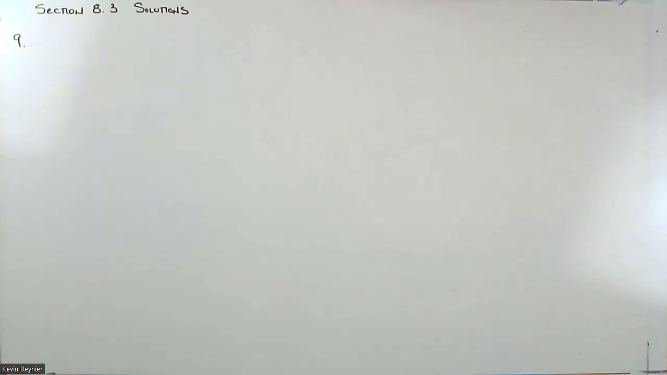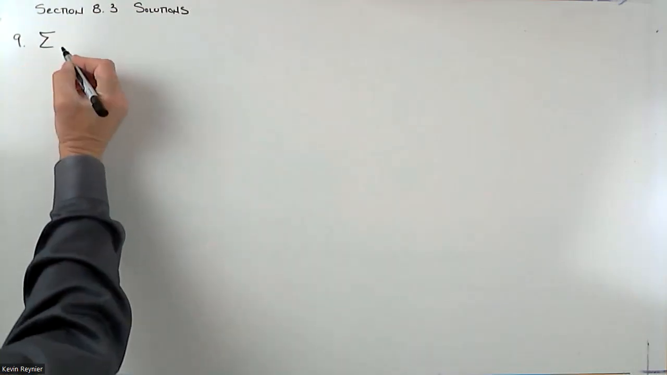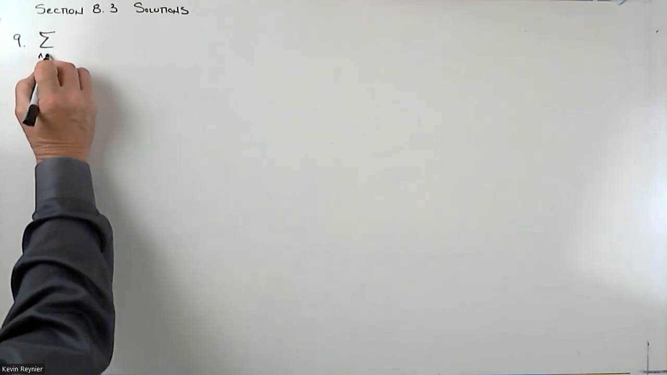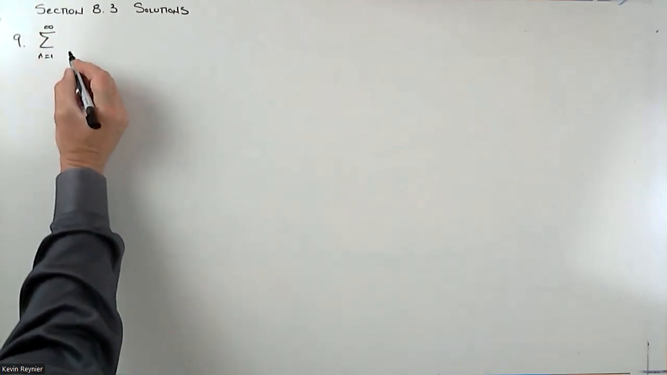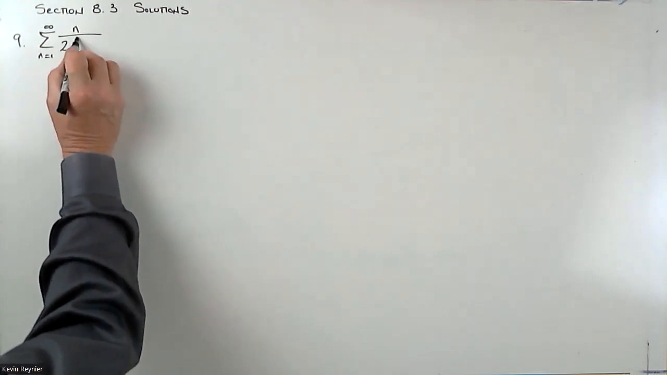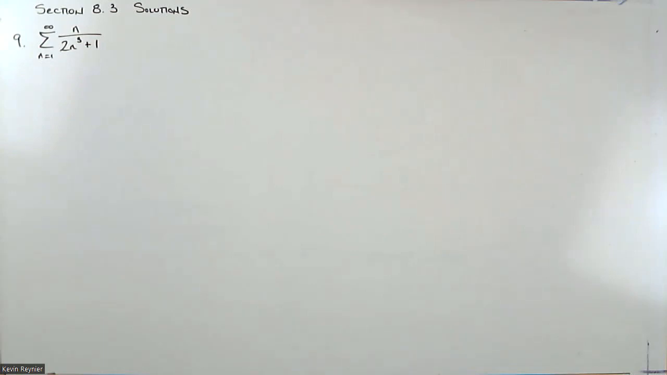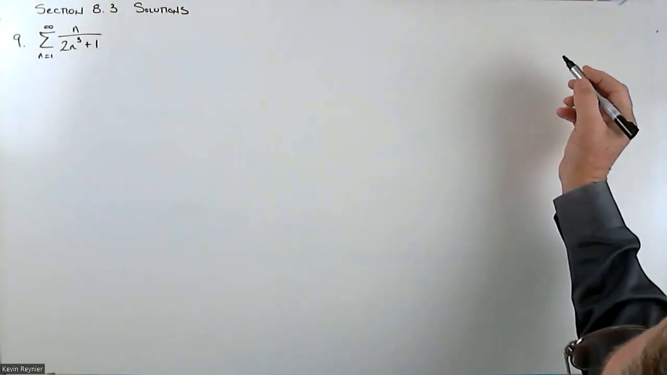Problem 9 says use the comparison test to determine whether the series is convergent or divergent. And the series they give us is the sum from n equals 1 to infinity of n divided by 2n cubed plus 1. Now, when we're trying to use the comparison test, we have to focus on the known series that we have, what I call our catalog of series. So remember, it's not very big.